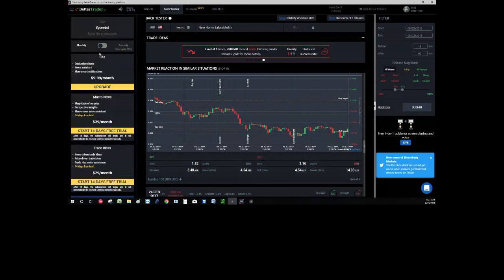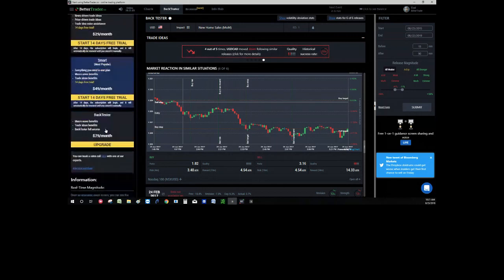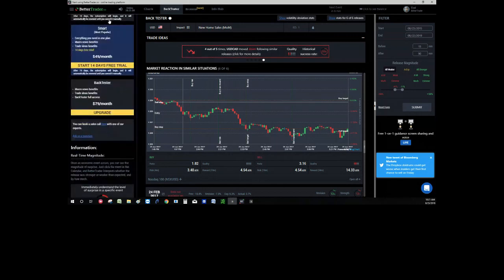I'm moving to monthly so you can see the price. The BackTester monthly is $79. It includes the voice assistant, the trade ideas, the macro news, and the BackTester itself. So it means that it contains everything. It costs $79 a month.